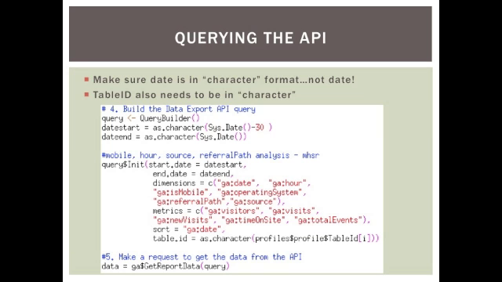Next, the Query Builder object does the heavy lifting of communicating with the API and then parsing the results. Make sure to format your dates and table IDs as character vectors. It's fairly picky. Also, for all available metrics and dimensions, please see the Google API documentation.